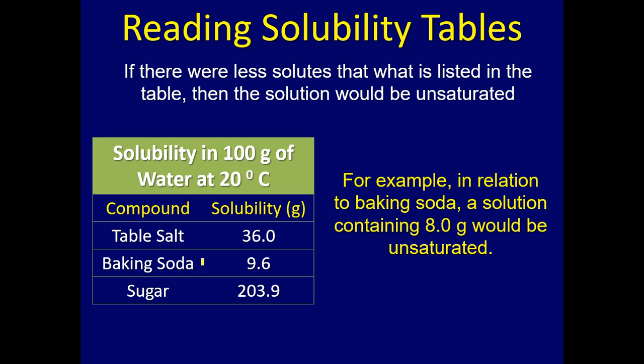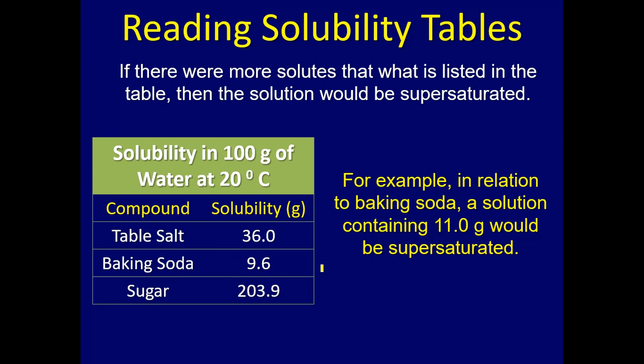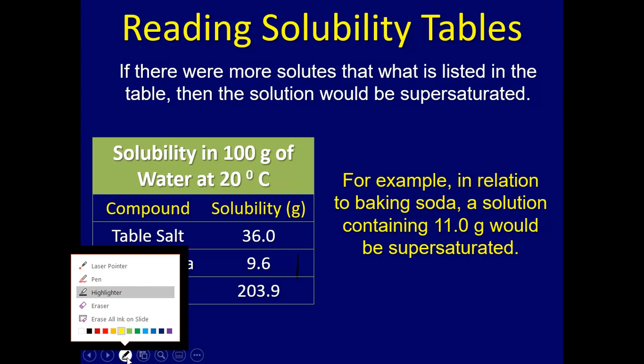So, for example, in relation to baking soda, a solution containing 8 grams would be over here. So it would be an unsaturated solution because you have less than 9.6. Right? If you had 11 grams of baking soda, well, that would be over here. That would fall over in this range. So that's more than 9.6. So you would have a supersaturated solution. All right. I'm going to change the color of this.